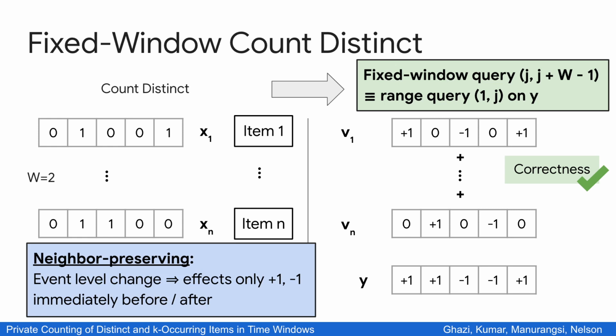For the neighbor preserving relationship, we will not show the full proof here. But the rough idea is that if we make a single event level change, then it will only affect the plus 1 and minus 1 in vi, that is immediately before and after it, and it will leave all the other coordinates alone. This means that it will affect only a constant number of vi's, which in turn means that it only affects a constant number of y by a constant amount. So we satisfy the neighbor preserving relationship as well. So that's a rough sketch for this reduction from fixed window count distinct to one-dimensional range query, which gives us the first new algorithm in our paper.